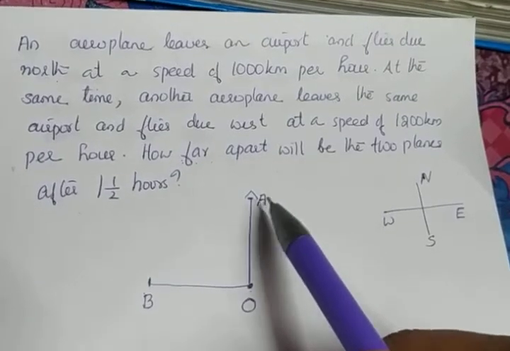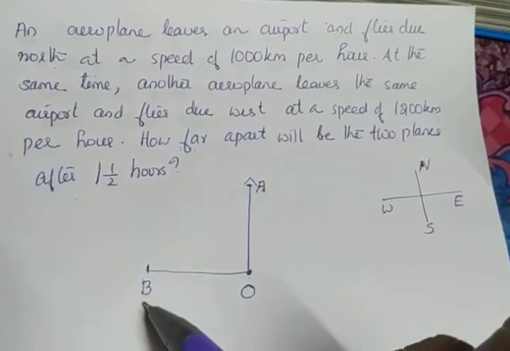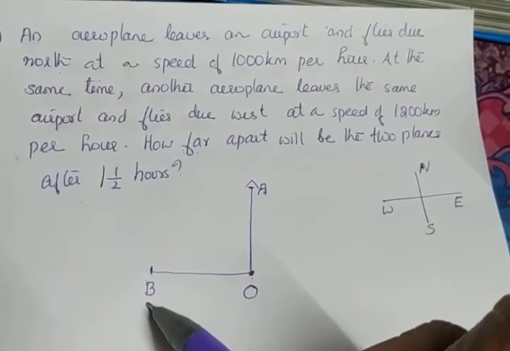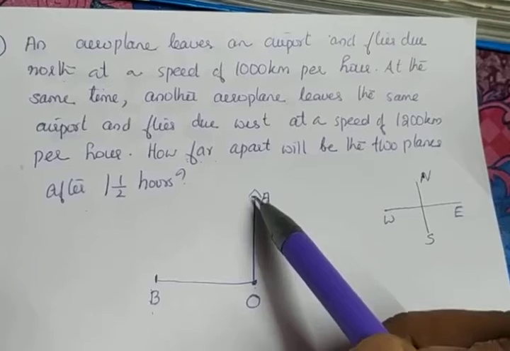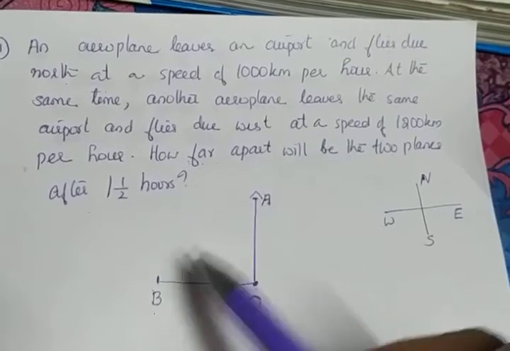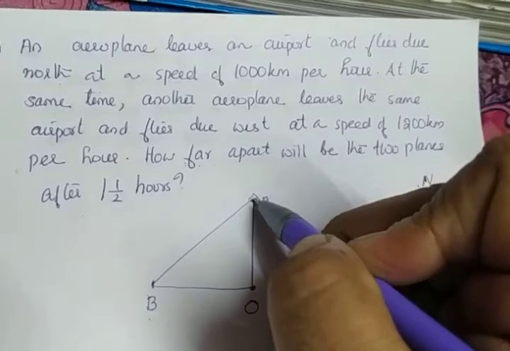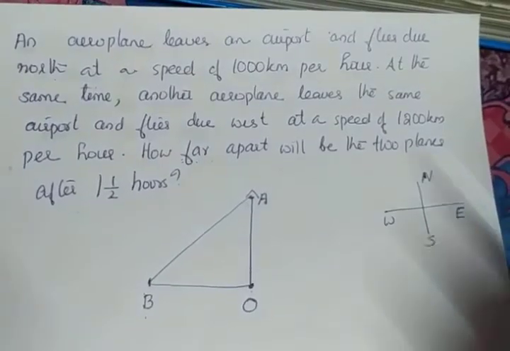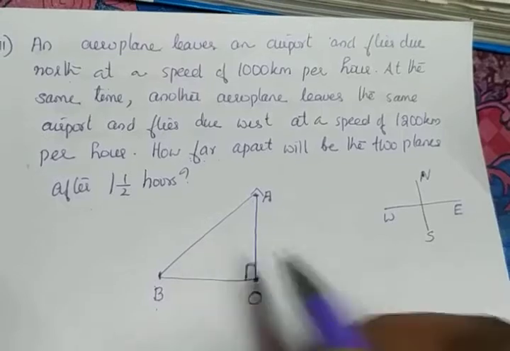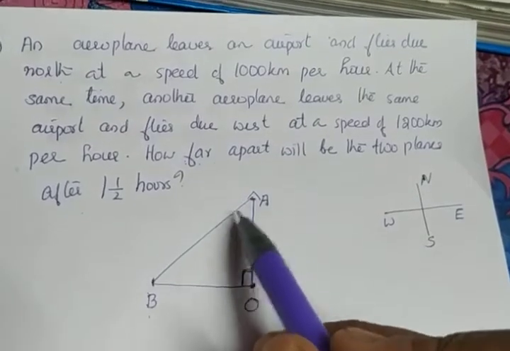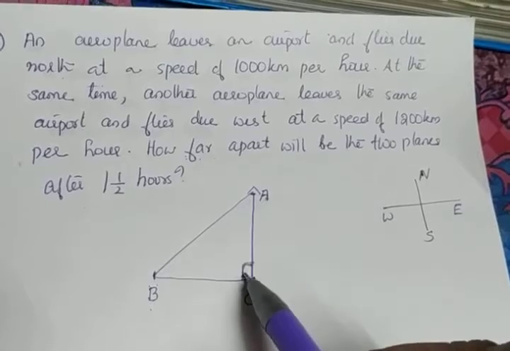We took the point A as the position of the first aeroplane after 1.5 hours, and B as the position of the second aeroplane after 1.5 hours. They are moving in different directions, and the question is, after 1.5 hours, what will be the distance between these two? That means we have to actually find the distance AB, isn't it? So we are very sure that this is 90 degrees. Okay. So we are supposed to find the hypotenuse. To find the hypotenuse, we require OA and OB.